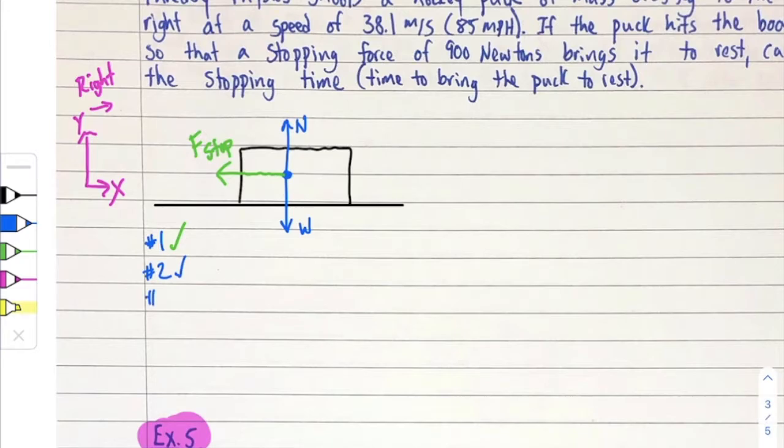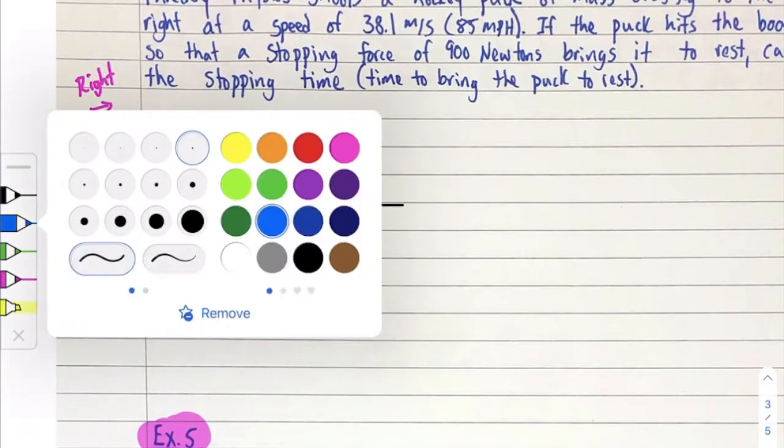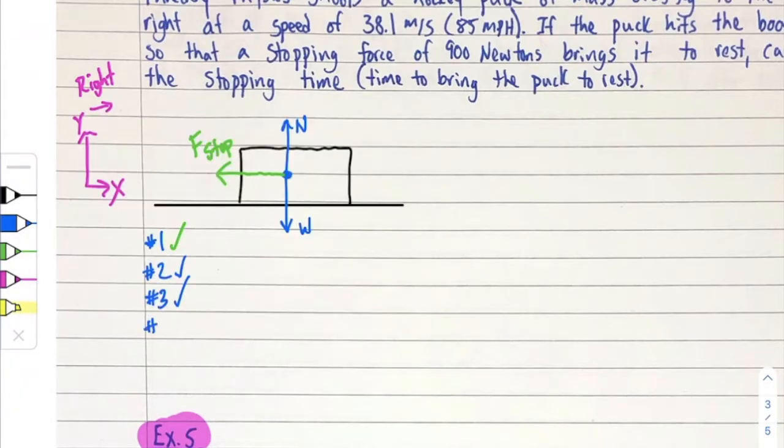Step 3 says look at your vectors. So our normal force vector, F stop, and then W, and then see if there's any vector that's not lined up with either the X or Y axis, you have to do SOHCAHTOA. In this case, we don't have to do any SOHCAHTOA because all of our vectors are lined up with either the X or the Y. Step 4 is going to be sum our forces in the X and Y direction.